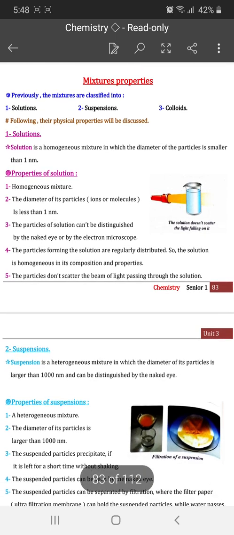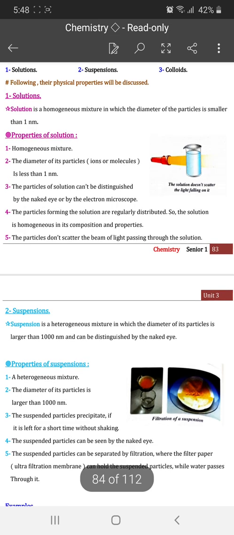Now we'll talk about the mixture properties. The mixture may be a solution, a suspension, or a colloid. First, let's study the solution.